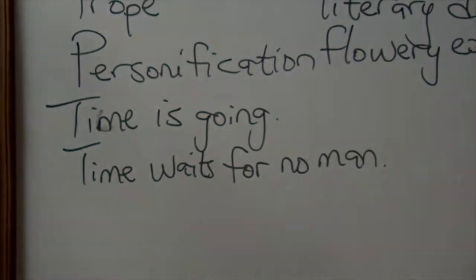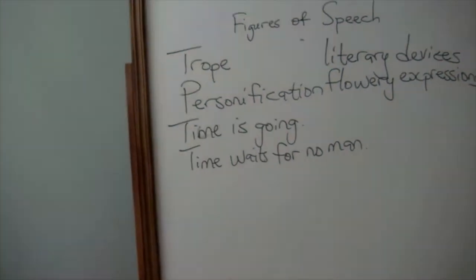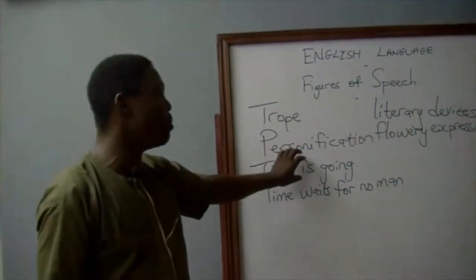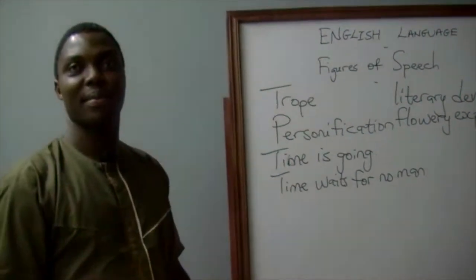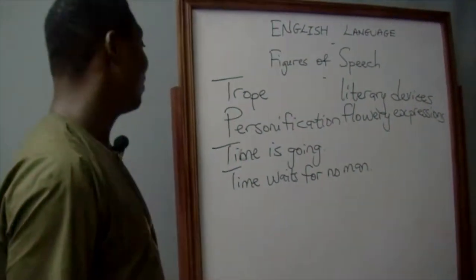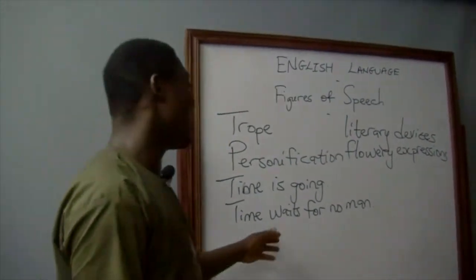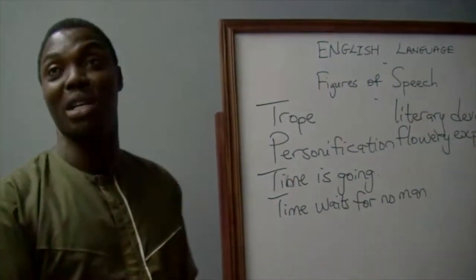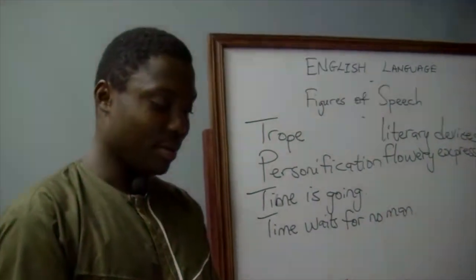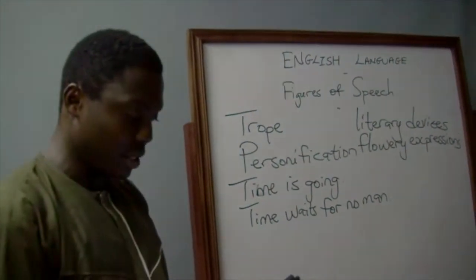Look at these examples. Time does not have legs. Time does not have hands. So how can it go? So we have transferred the attribute of human, of movement, to time. Time is an abstract noun. It's not even concrete. So how can it go? But we all understand that when we say time is going, time is running out. Time waits for no man. Of course, time is not human, so it cannot wait. So that is the meaning of personification. Simply transferring the attribute of man to non-human things.